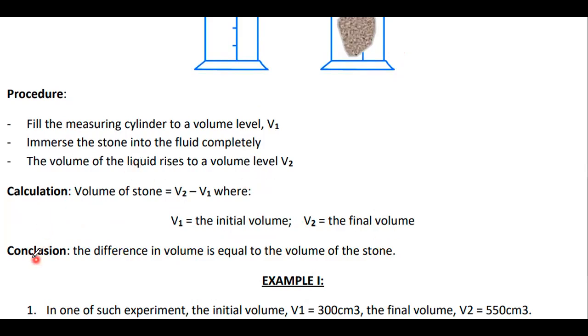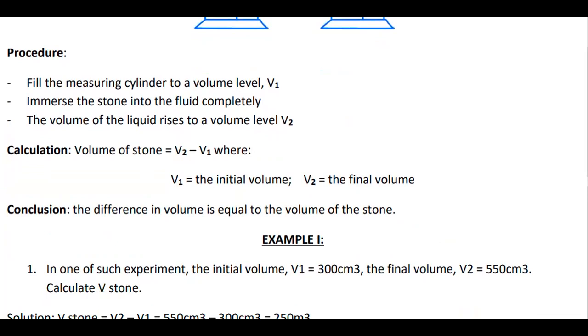Now, there's one other thing that we have not added here: a precaution. You have this black stone and white stones that we have. The black stone should absorb a negligible amount of water, or rather, it should not dissolve in water. This matters when we are measuring the density of the object. So we prefer that you use a stone that does not dissolve in water. So the conclusion: the difference in volume is equal to the volume of the stone. This is the conclusion of your experiment.